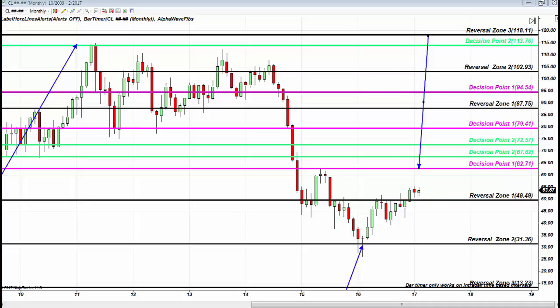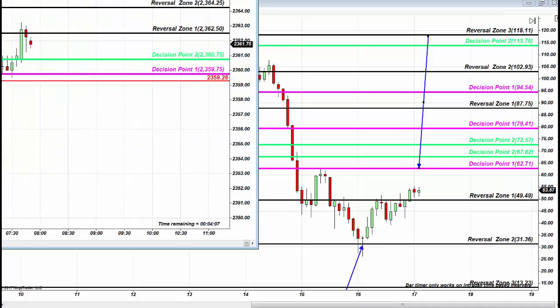Exact same reversal zone as on the 5-minute chart. Doesn't matter what you trade. The only difference is risk, psychology, and size of your account. Do you hold your position for a couple of minutes, or do you hold your position for weeks and months to come? Choice is yours.